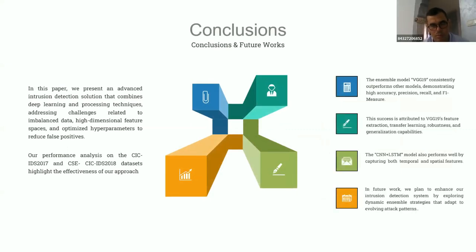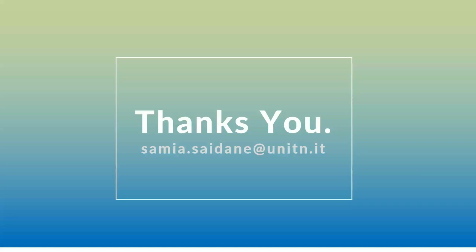To conclude, in this paper we present an advanced intrusion detection system that combines deep learning and preprocessing techniques to reduce the false positive rate and improve the performance of the intrusion detection system. The experiment results show that the VGG19 consistently outperformed the other models in terms of accuracy. This success is related to its feature extraction and transfer learning, robustness, and generalization capability. In future work, we plan to enhance our intrusion detection system by exploring ensemble strategies that adapt to evolving attack patterns. Thank you for your attention.